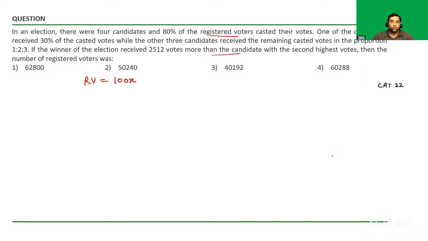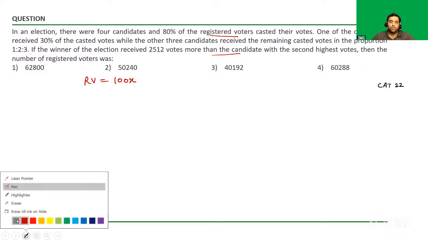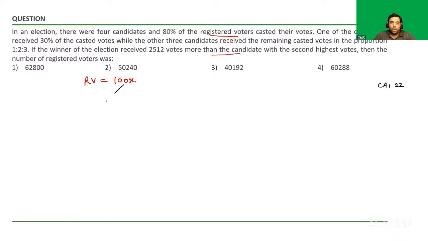So if I assume the total registered voters are nothing but 100x, now, as stated in the question, 80% of that, which is 80x, are the ones who actually casted their vote. Therefore, the remaining 20x are the ones who did not cast their vote.